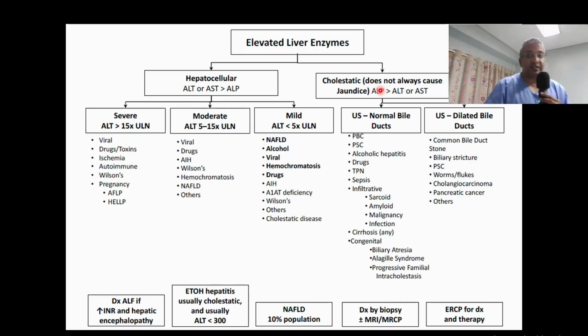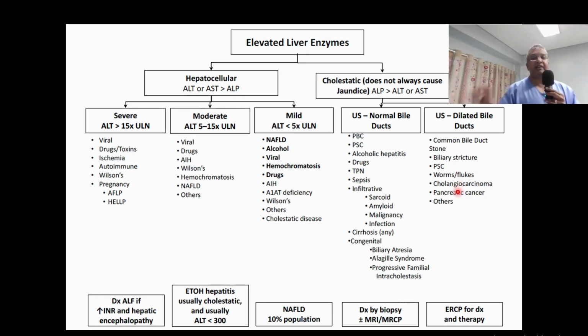You want to do an ultrasound scan. If you see big old dilated bile ducts, you know it's a surgical problem. Stones, worms, tumor. Stones, worms, and tumor. Okay, so common bile duct stone, choledocholithiasis, biliary stricture, primary sclerosing cholangitis, PSC, worms and flukes, not fluking you on that one.